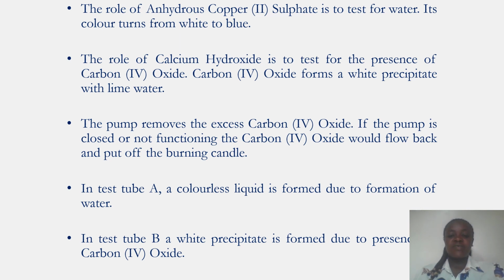In test tube A, we have seen that a colorless liquid will be formed. The colorless liquid is water. And in test tube B, a white precipitate is formed. That will show the presence of carbon dioxide. The white precipitate is due to the formation of calcium carbonate. So this is an experiment that concludes that when we burn a candle, it produces two products, that is carbon dioxide and water, and we have proved that.